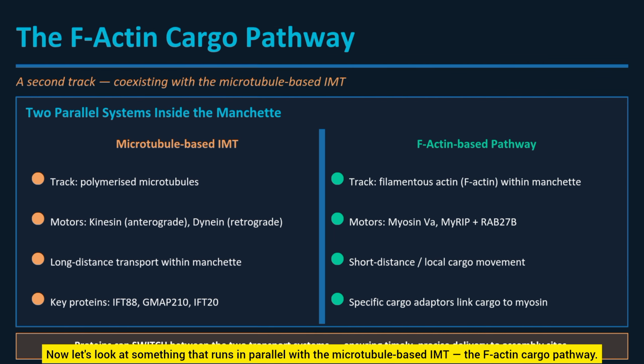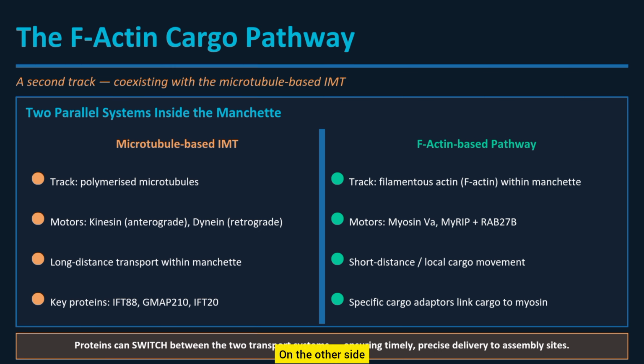Now let's look at something that runs in parallel with the microtubule-based IMT, the F-actin cargo pathway. Inside the manchette, there are actually two parallel transport systems working simultaneously. On one side, the microtubule-based IMT pathway handles long-distance transport. The motors are kinesin and dynein. Key proteins transported include IFT88, GMAP210, and IFT20.